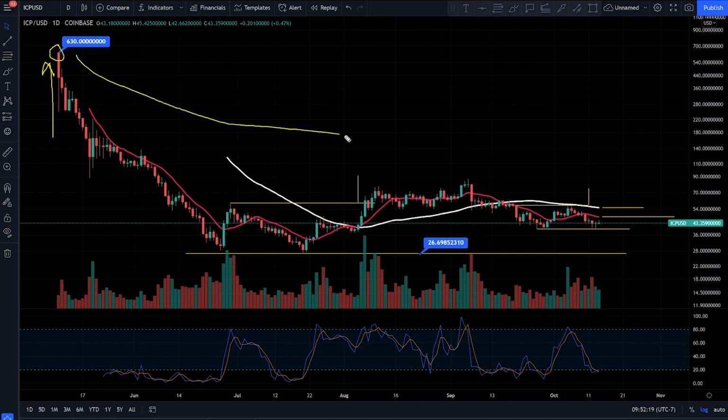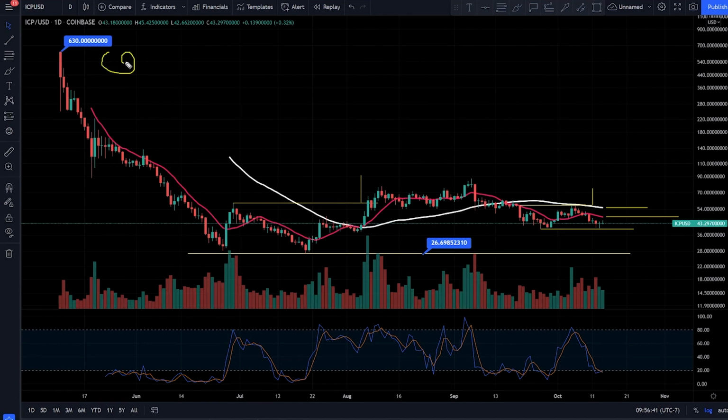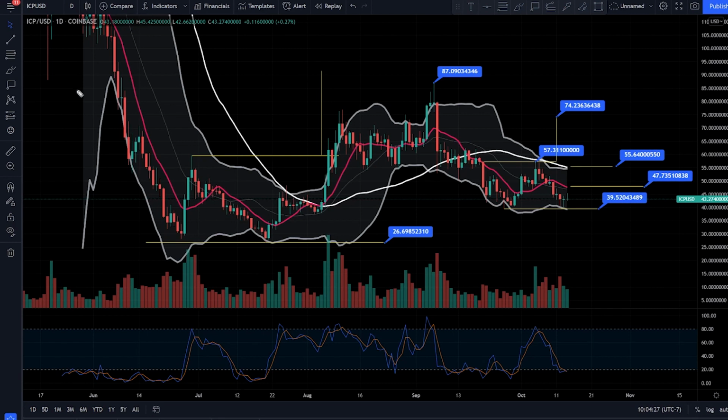And that is a huge price drop from this all-time high. So far, it seems like ICP has very much traded sideways or in consolidations. So is ICP ready to move up and regain some of these losses? Let's quickly go over this chart.